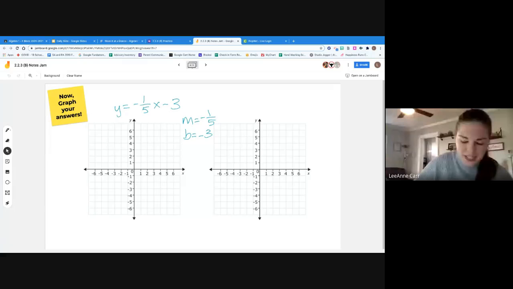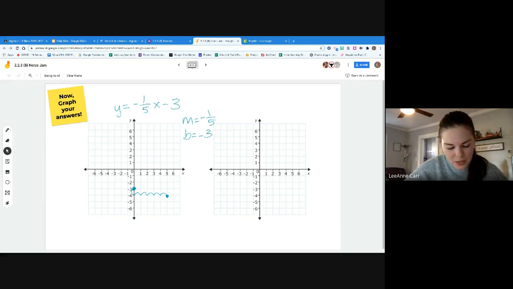So here we go. I'd put a dot at negative 3, and then my slope tells me my rise and run. So I'd go down 1, over 5. Remember, you always go to the right. And I'd put a dot there. At the very end, we're going to connect our dots and draw our line. Hey, that's a pretty good line for Miss Carr.